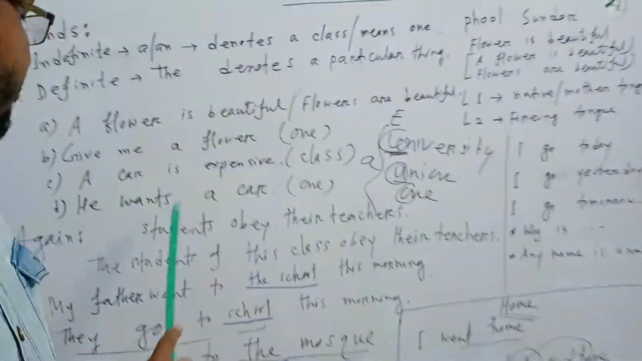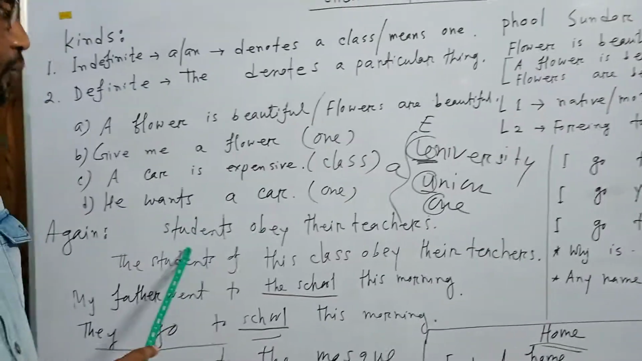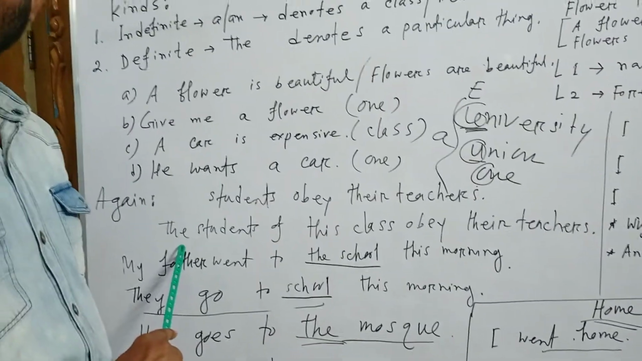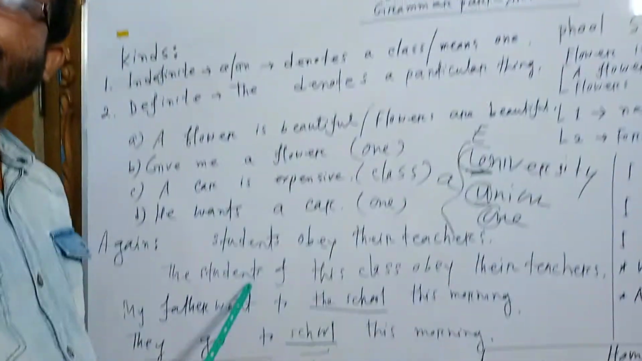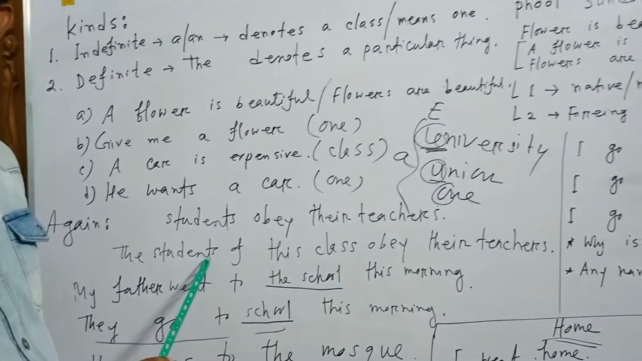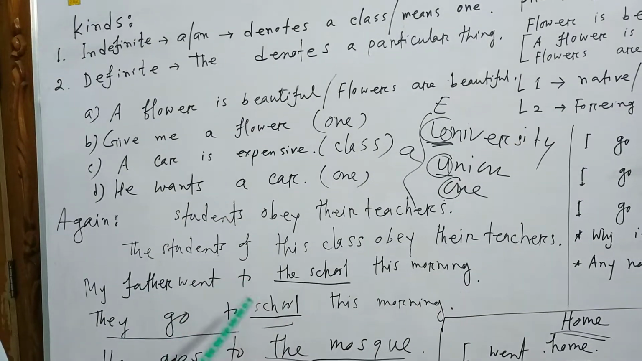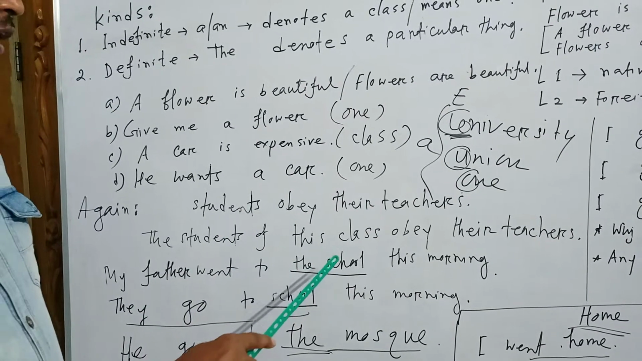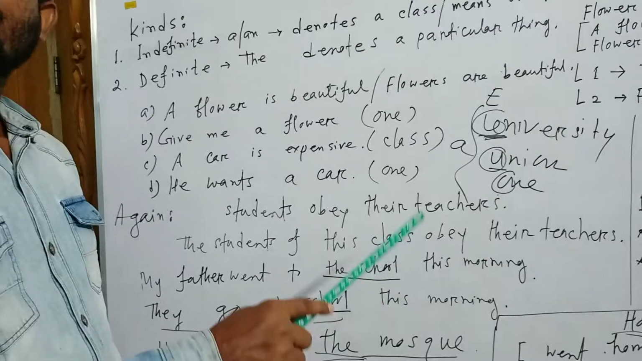So you see, the students obey. Here no articles, but here articles. It refers to a group within the class. Okay? Then you come to our next discussion, that is school, church, mosque.